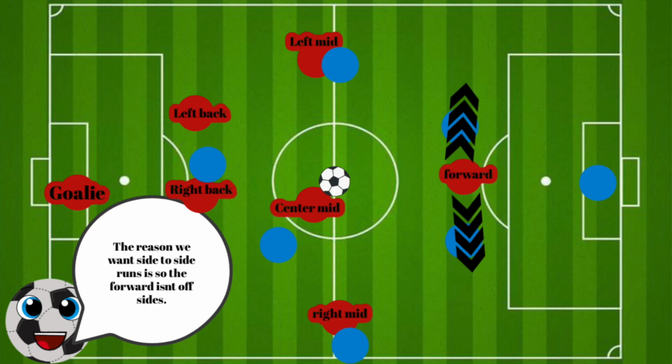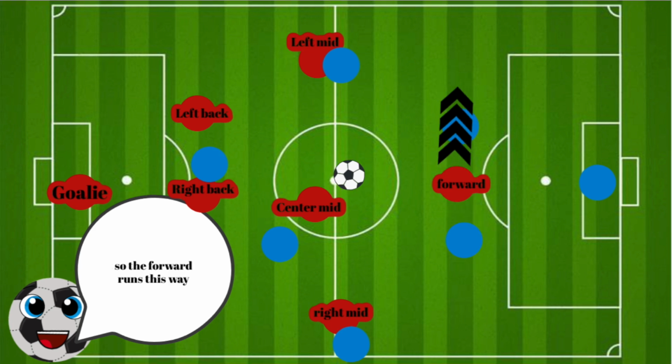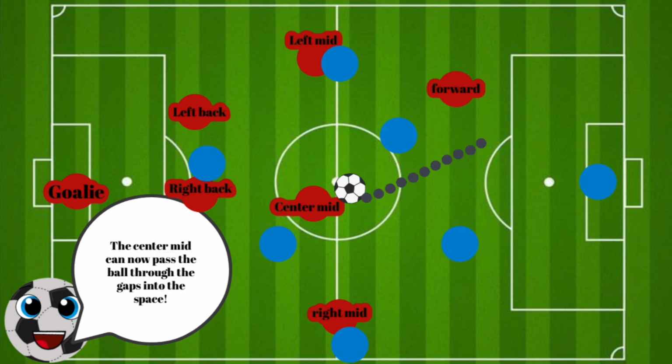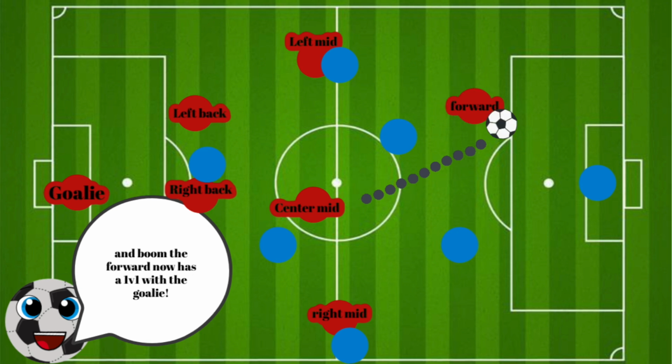The reason we want side-to-side runs is so the forward isn't offsides. So the forward decides to run this way, confusing the opposing team's line of defense. The forward is now on this side. The center mid can now pass the ball through the gaps into the space. And boom, the forward now has a 1v1 with the goalie.